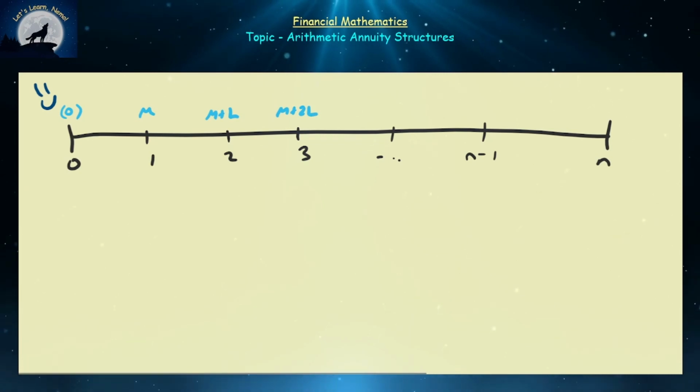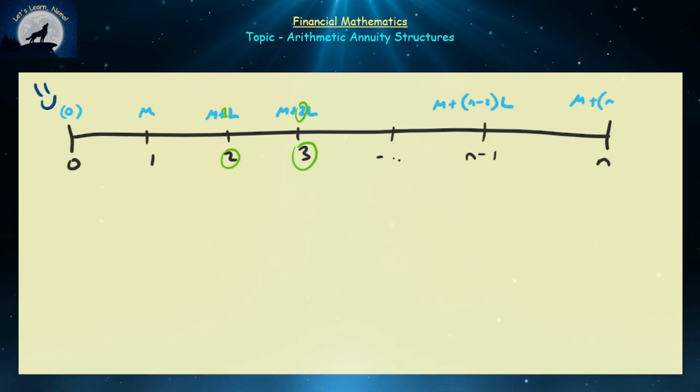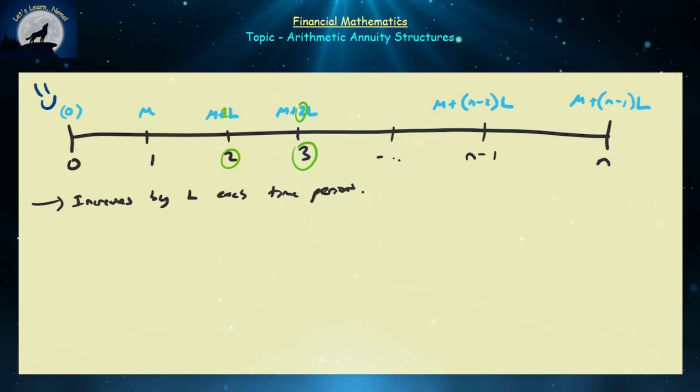So notice that the coefficient in front of L matches the index of time minus 1. So notice that that is a 2, that is a 3, so it is always 1 less. So if we go down to n minus 1, this is going to be equal to m plus (n minus 2)L, and this is going to be m plus (n minus 1)L there. Right, so what exactly is this? This obviously increases by L each time period. Right, so that's what we're looking at here.